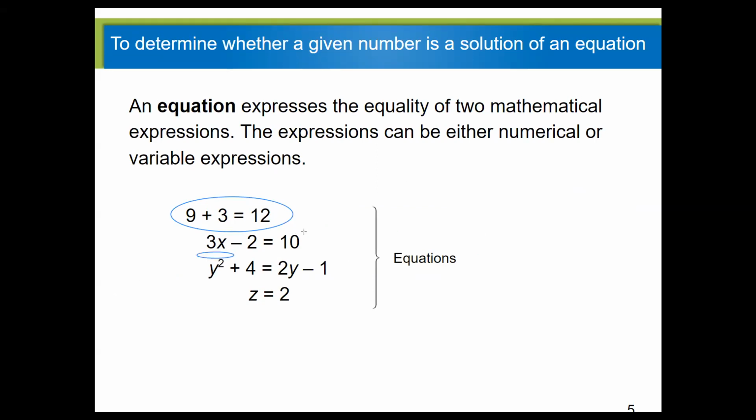It can be an equation with one variable, such as this with the x. It can be an equation with different variables, x's and y's, or y squared. And honestly, it can be an equation without any math problem to do. z equals 2 is an equation because it has an equal sign in it.